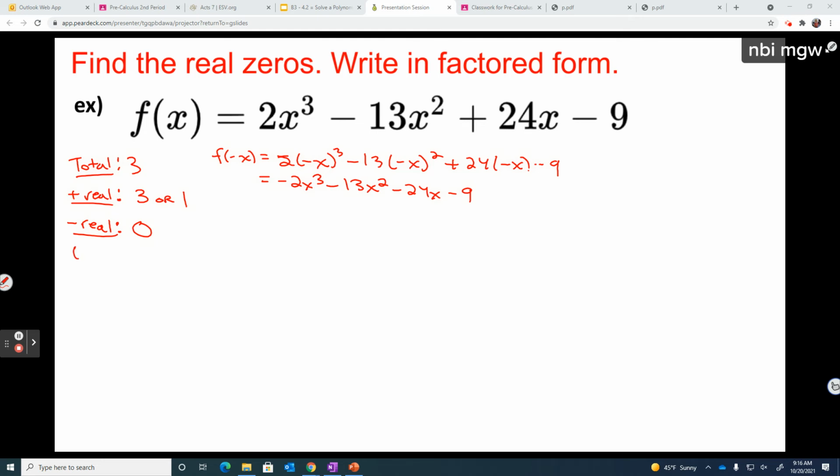And then imaginary, and this isn't really necessary for this, but I'll go ahead and say: if there's 3 positives, there'd be none. If there was 1, there'd be 2, right?